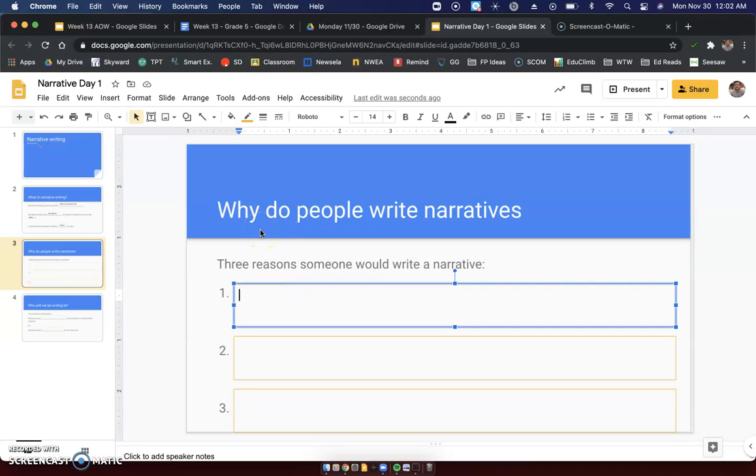First one, to tell a new story to someone. Okay, so maybe I just met somebody new. Maybe I'm trying to see if they'd make a good friend, and I want to tell them a story. That's why I might write a narrative, right? I might tell them through text or email about something that was crazy that happened to me when I was young or something like that. Right? So to tell a new story to someone.